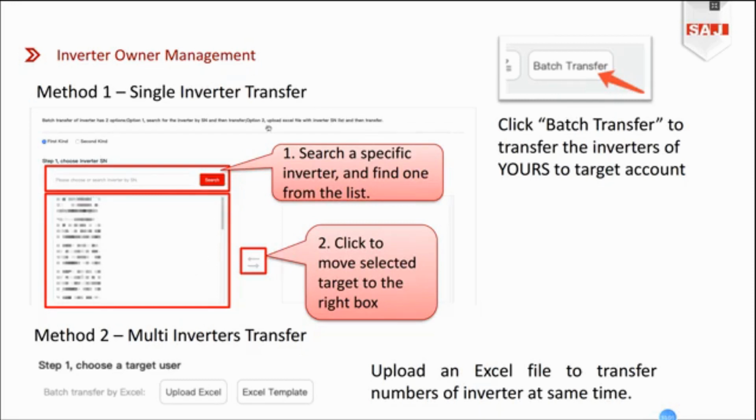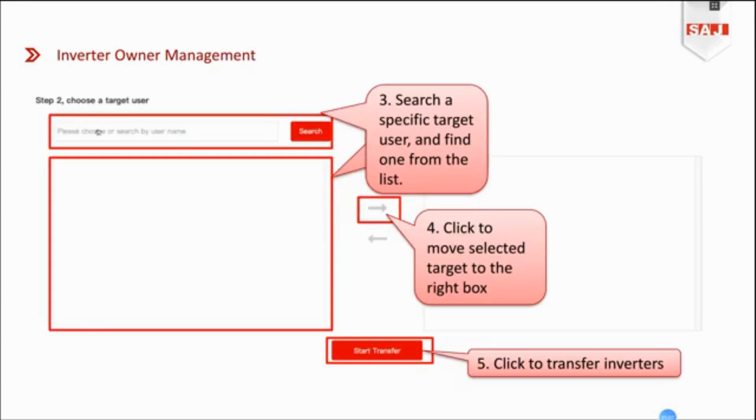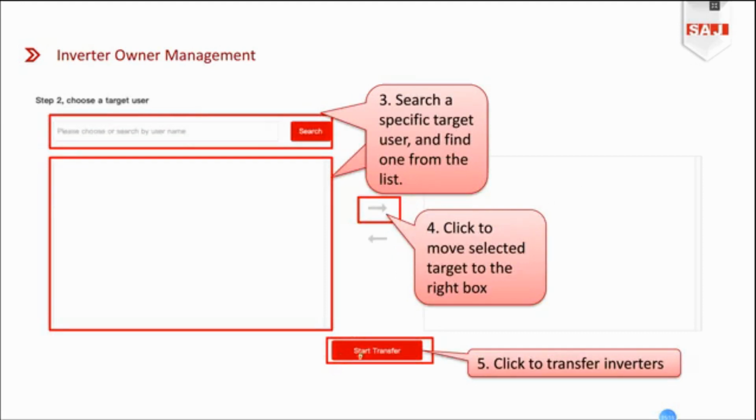After you decide what inverters you want to transfer, then you enter the target username. So you will search it, and then you click it, and you click the arrow as well here. The target transfer account will also move to this pool. And finally, you click transfer inverter. Then after this, all the inverters will be transferred from your account to the distributor or the installer.